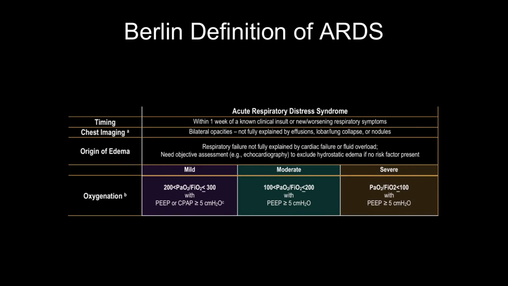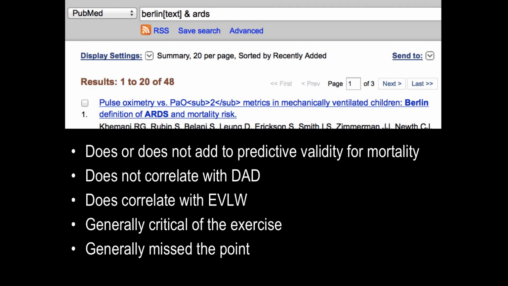So this is what we ended up with. Again, I think not revolutionary in terms of categorization of patients. And I think some more specific advice about the chest radiograph, and I'll show you some data about why that's likely still to be problematic. So what's been the field's response to this? About 48 papers have talked about either using or evaluating the Berlin definition in ARDS since its publication.